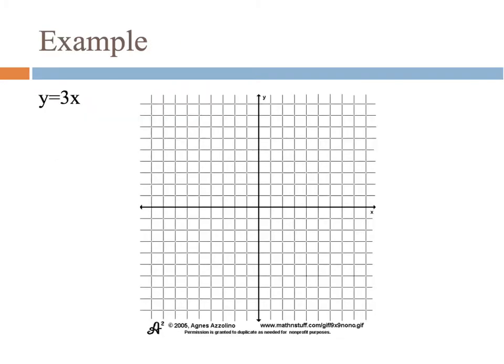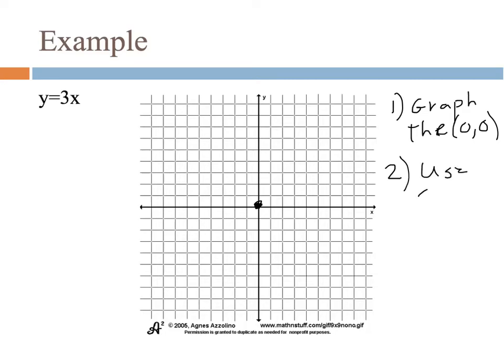So, starting off, the first step whenever we're graphing a direct variation is always going to be to graph the origin. So we're going to graph point 0, 0. Goes right at the origin. Always plot that point. Our second step is going to be to use the slope. In this case, our slope is 3. So we're going to use our slope to find our next point.